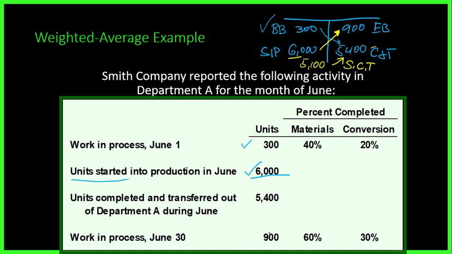Now, also from the example, these 300 units, your beginning inventory, when it comes to materials, 40% of the materials is already completed. For conversion, 20% of your conversion cost. Let's just say cost to make it easier to visualize. 20% of your conversion costs were already incurred to come up with these 300 units.